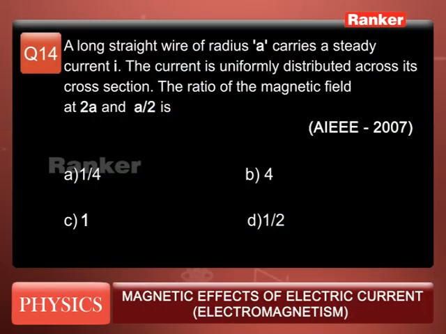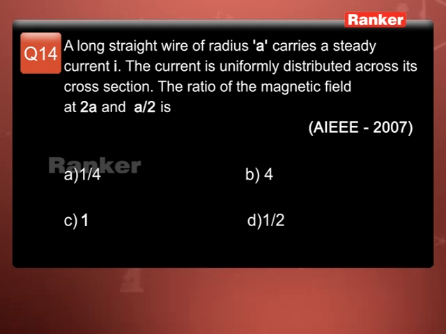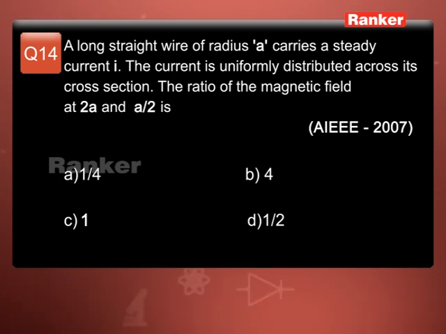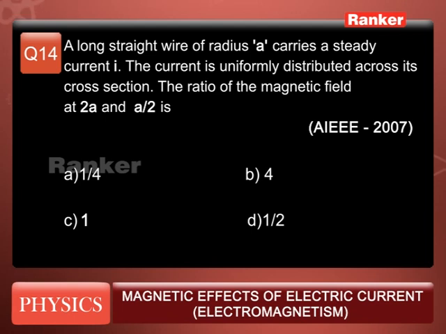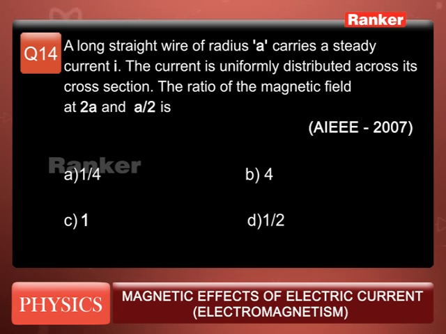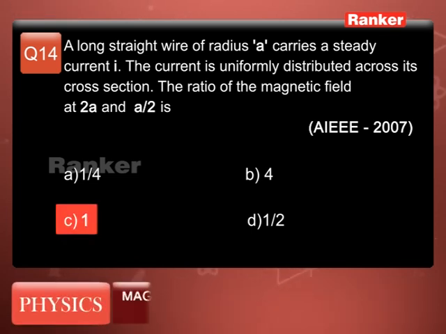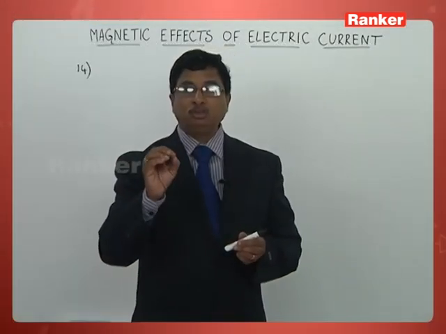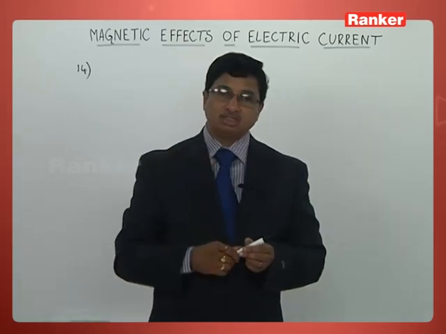Now if you look at the options given, the first option is 1/4, that is a 1:4 ratio. The second option is 4, that of course you can say is a 4:1 ratio. The third one is 1, that's 1:1, and the fourth option is 1 by 2, that's 1:2. Out of all the four options, straight away you can take the third option as the correct option. It's 1:1. Both the values are going to be the same. That's what we have to consider.